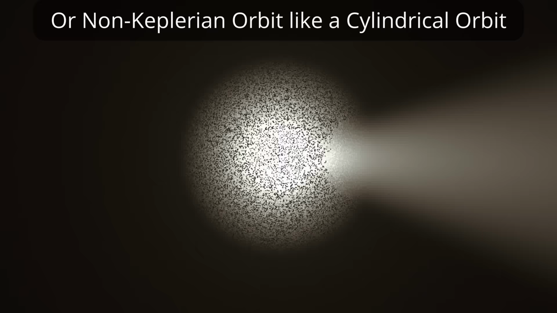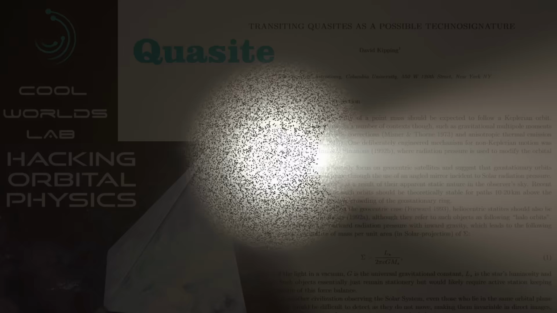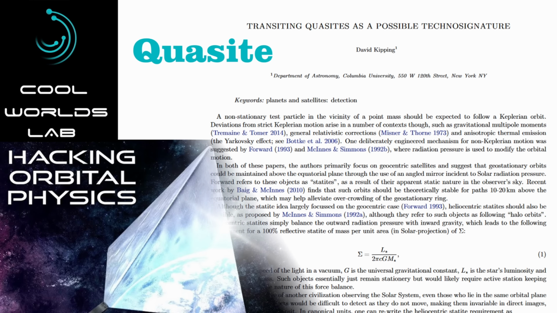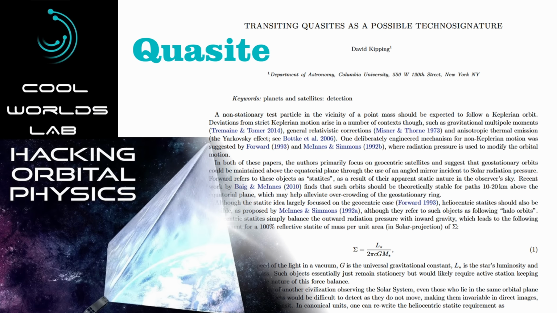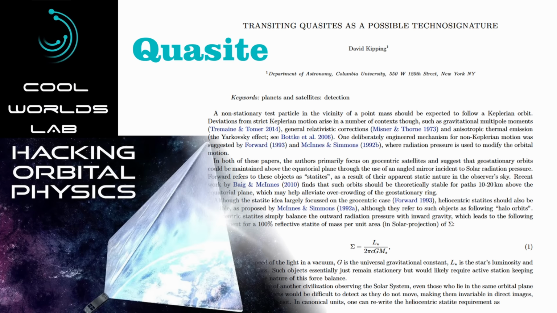Colin McGinnis suggested using solar sails for a type of halo orbit even before Forward patented the statite, and my friend David Kipping from Cool Worlds independently came up with the Quasite not long after, which overlaps a fair amount, and while I like my name better, that's also a pretty good name, especially in the context he was discussing them, which also discusses using them as a possible techno-signature for aliens and the Fermi paradox. If you have not ever watched an episode of Cool Worlds, he has a very good catalog, including Quasites. And he also did a paper discussing them as technocentrals.